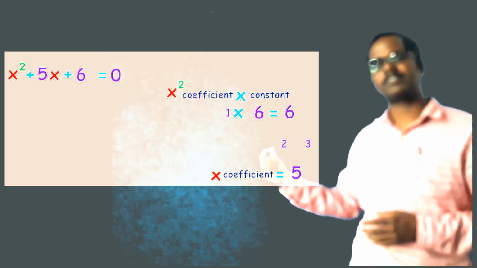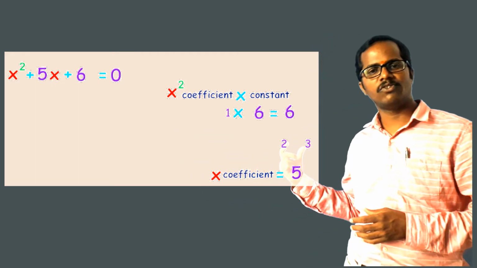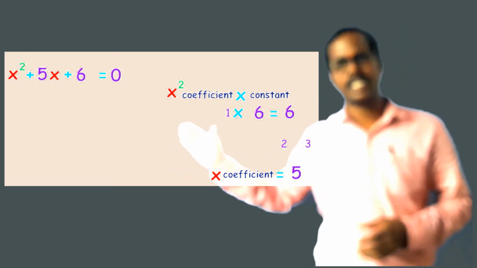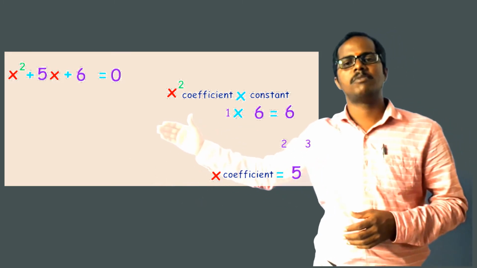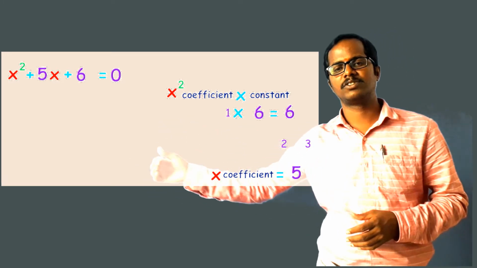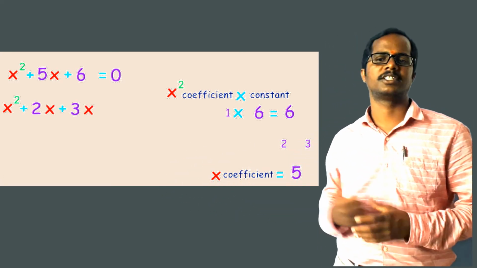If we take the pair 2 and 3, we can split the middle term using these two factors. So let us do that one. x square plus 5x plus 6 equals 0. Now by splitting the middle term, we get x square plus 2x plus 3x plus 6.